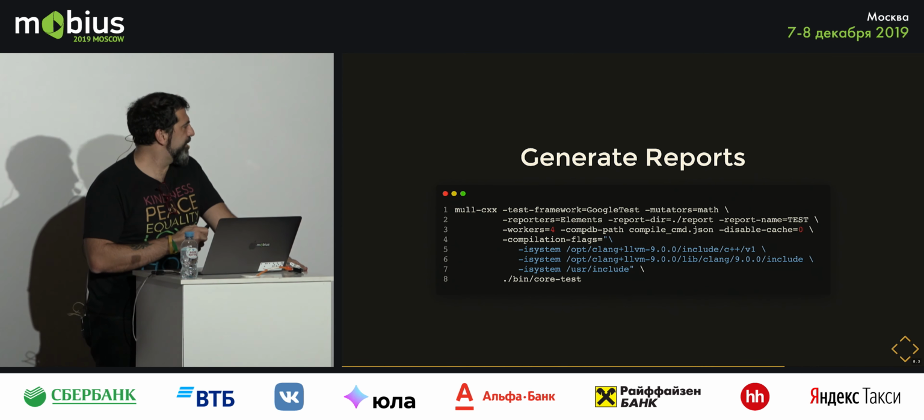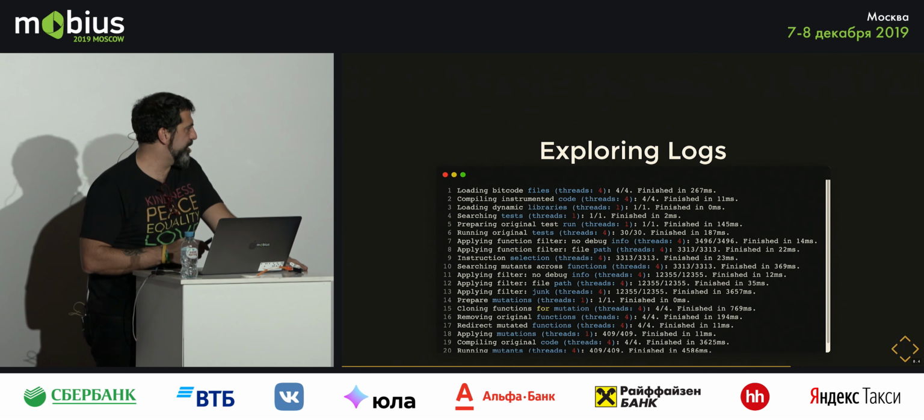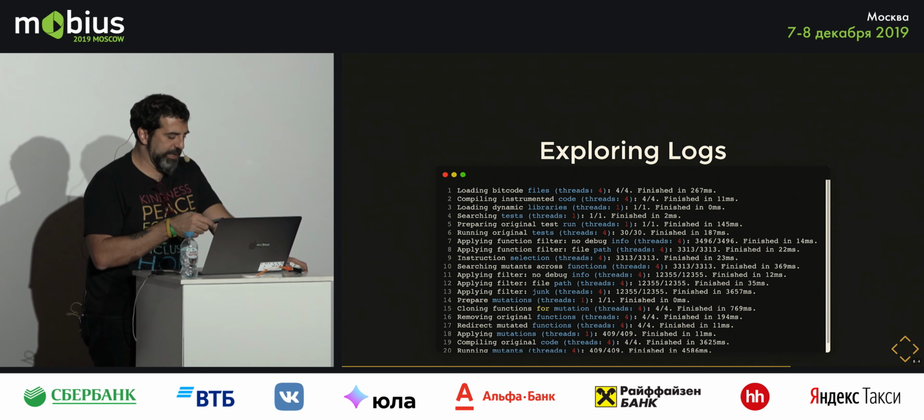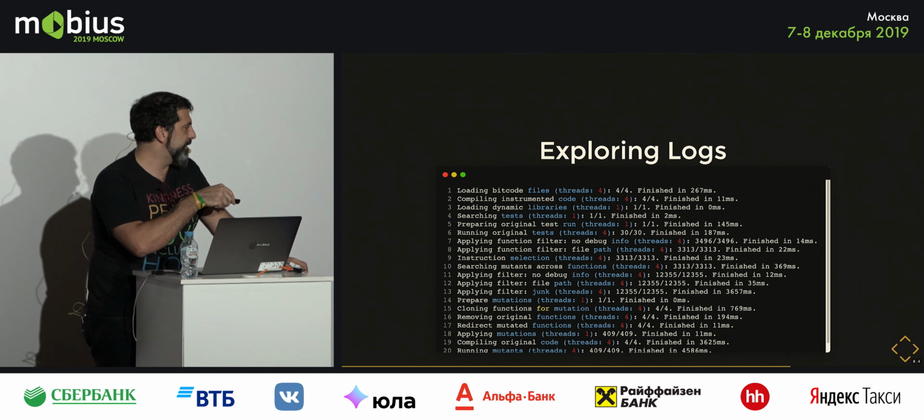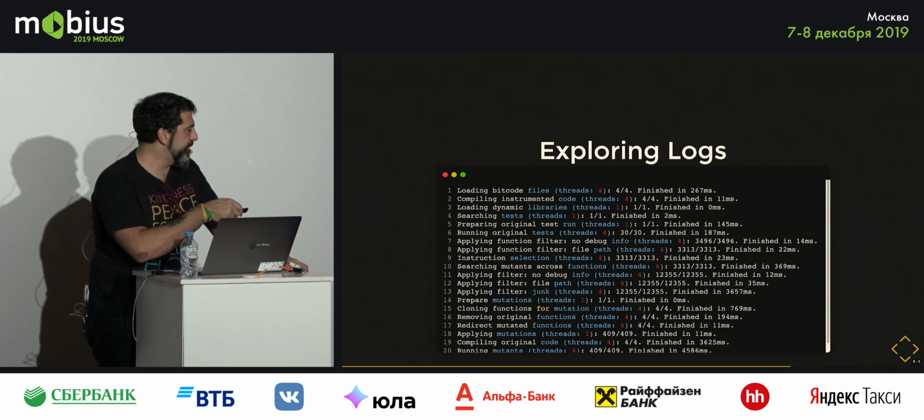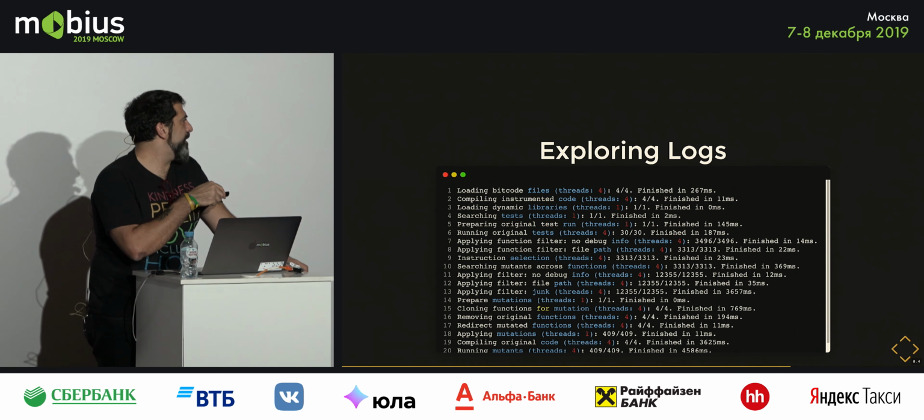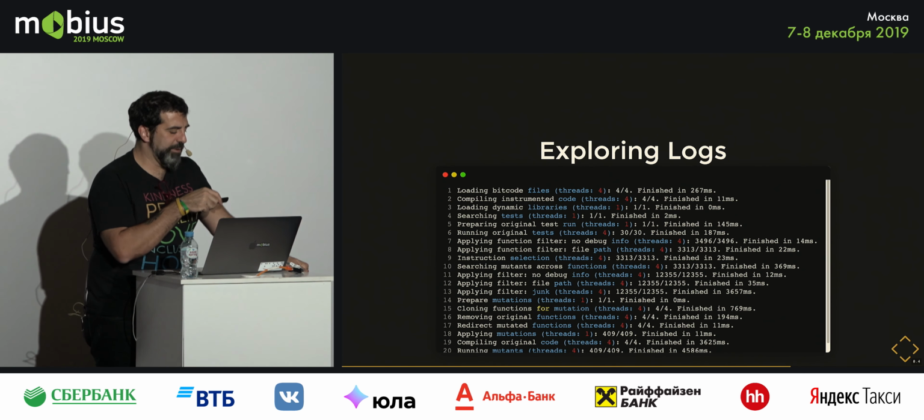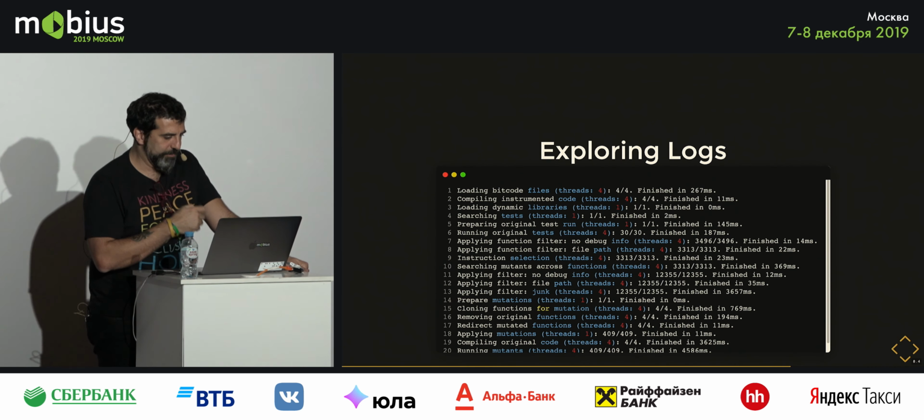And once you run it, you should start to explore the logs. So if you look carefully, I was right. It's just 409 mutants for a pretty small library. But it's very interesting, looking through the logs, that you have a lot of operations. You are removing original tests, you are applying function filter, you are searching mutants across functions. And this is very interesting because this number is the number that I decided to use.